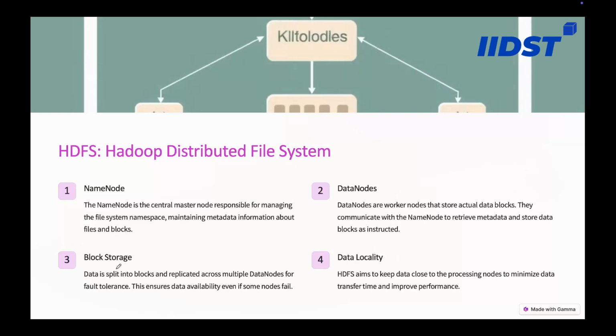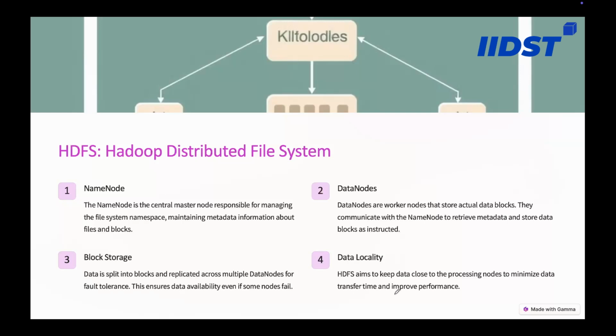These name node and data nodes come under block storage. It's split into blocks and replicated across multiple data nodes for fault tolerance. This ensures data availability if some nodes fail. That is, we have discussed this already. Data locality. HDFS aims to keep data close to the processing nodes to minimize data transfer time and improve performance.